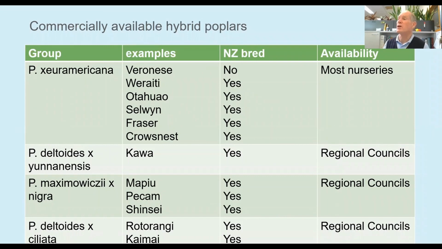A number of poplar clones are marketed commercially. They cater for a range of climates and uses. Information on these are on the website poplarandwillow.co.nz.